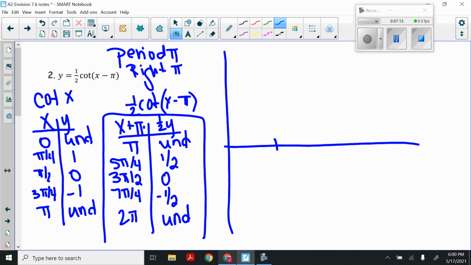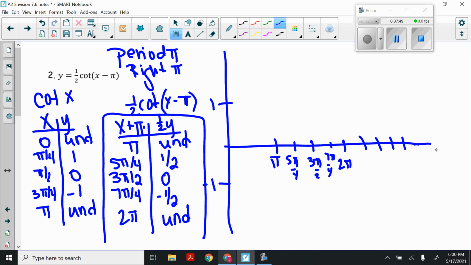So again, I'm starting at pi, and I'm ending at 2 pi. So then halfway between is my 3 pi over 2. This is my 5 pi over 4. This is my 7 pi over 4. Up 1, down -1. Again, if I wanted to continue my graph, I would just continue on. So 1, 2, 3, 4, 1, 2, 3, 4, 5.